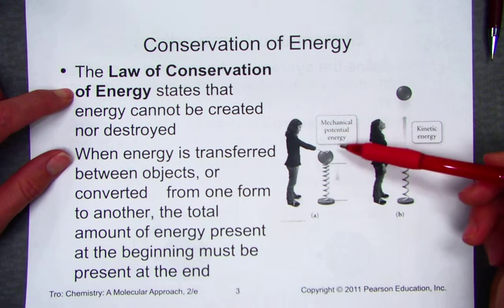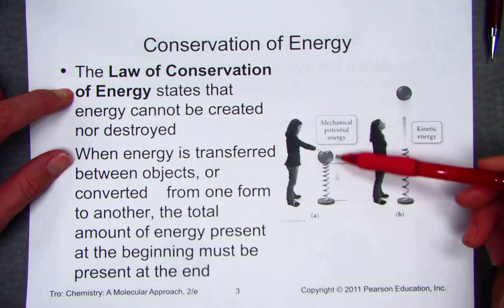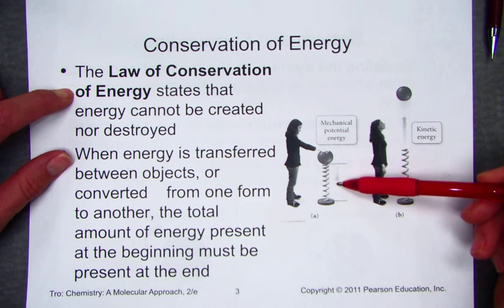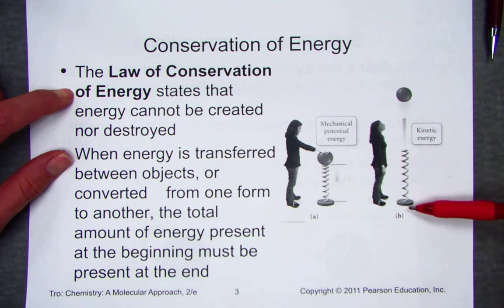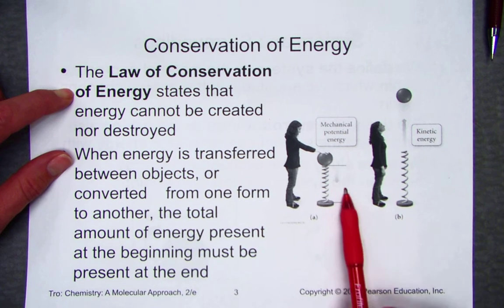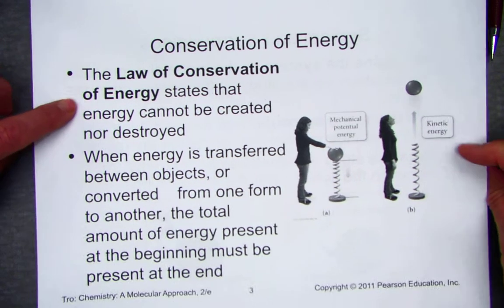In this picture, you can see mechanical potential energy as this person is pushing down on a spring. Pushing down increases that potential energy. Releasing that creates kinetic energy, and yet the push down will equal the push up, being conserved.